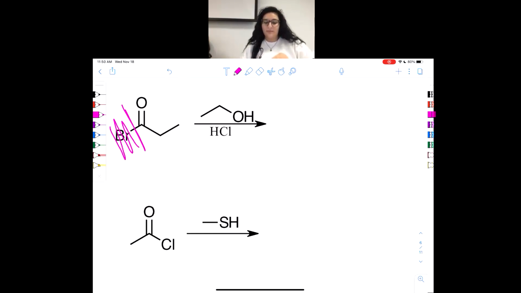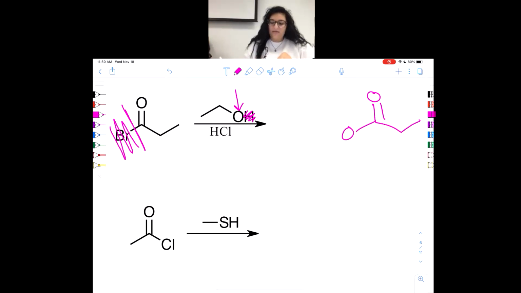What's the nucleophile? Yes, ethanol is a nucleophile, but which atom specifically is the nucleophile? Oxygen, cool. So I'm going to do an arrow right here, and we know we get rid of one of these hydrogens. So our final answer will be, wow, that was ugly, we attach the oxygen with two carbons attached.